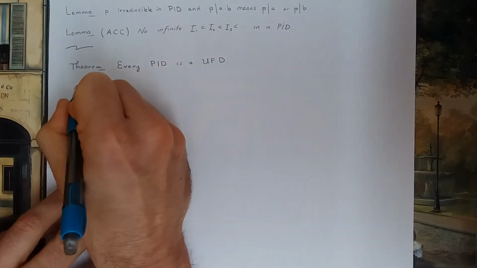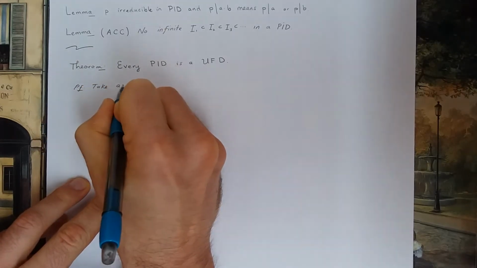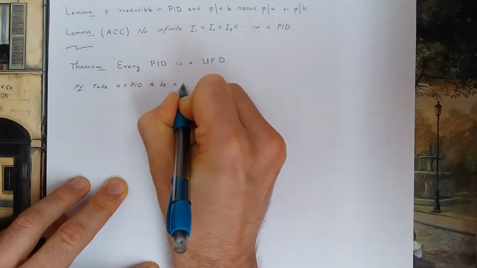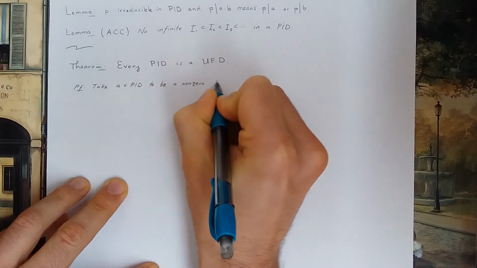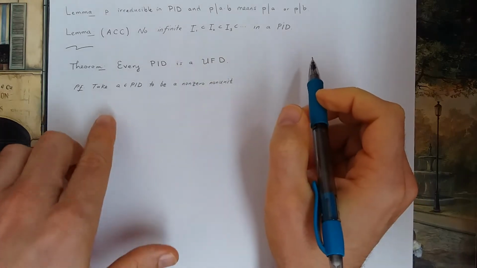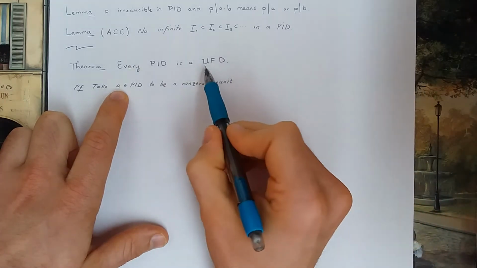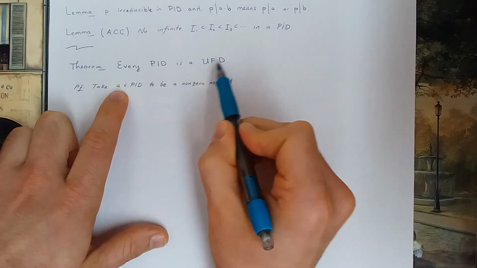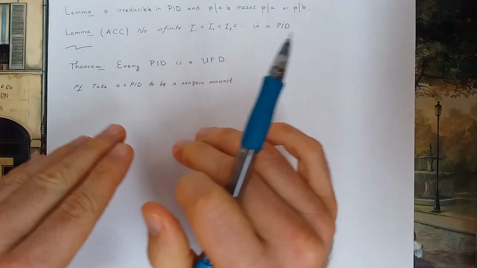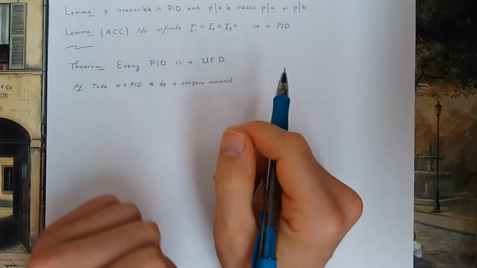Okay, so let's prove the theorem. I want to take A in my principal ideal domain to be a non-zero, non-unit. The goal is to take A and write it as a product of irreducibles. That's what we have in a unique factorization domain. We have the ability to take any element and write it as a product of irreducibles or primes. So imagine integers can be written as a product of primes.